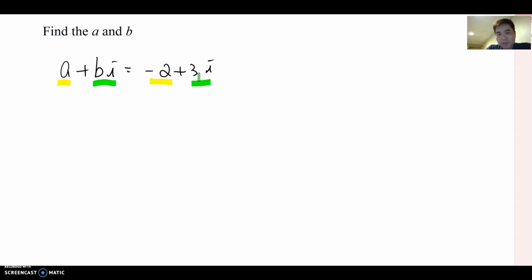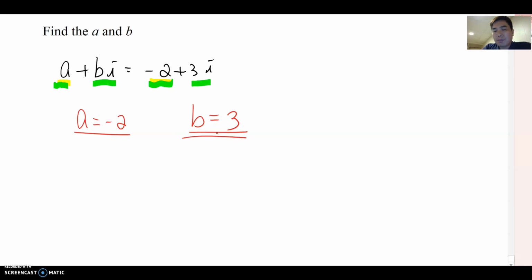Okay, so now let's compare. This is the real term, so a is a real term, and negative 2 is real, right? Therefore, now we can conclude that a must be equal to negative 2, because a and negative 2 are real number terms. Then b must be equal to 3, because bi and 3i are both imaginary number terms.